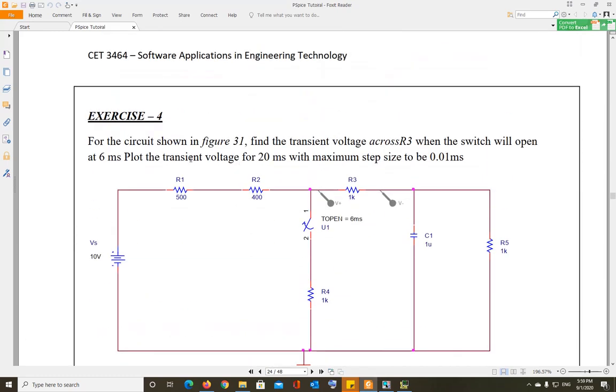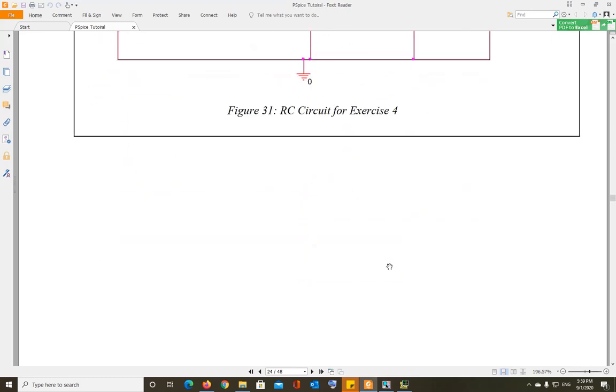Find the transient voltage across R3. So R3, which is right here. As I showed you, you're going to put one probe here, one probe there, and you're going to measure the voltage.